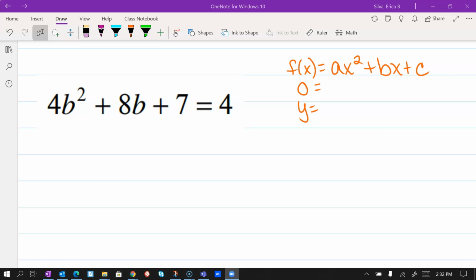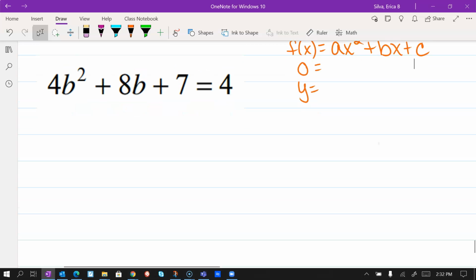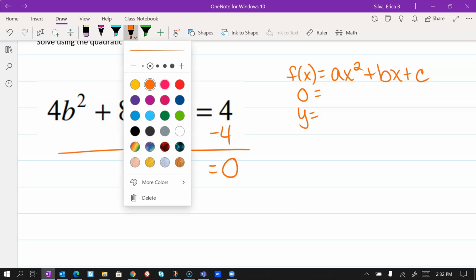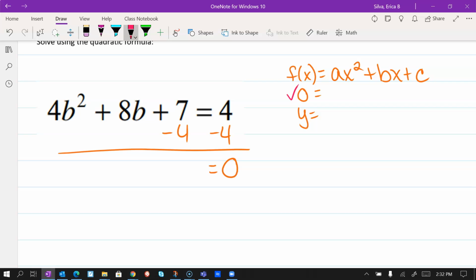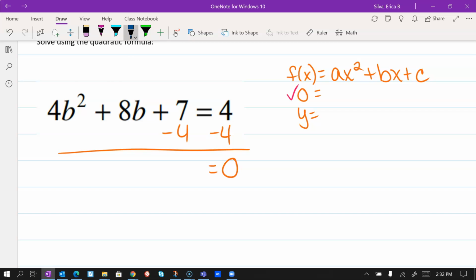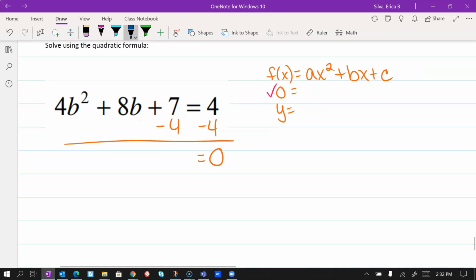Anybody? Is it in standard form? No. How can we make it in standard form? Right, we're going to subtract 4 from both sides so we can make it equal to 0. And if it's equal to 0, then it's in standard form, ax squared plus bx plus c equals 0.